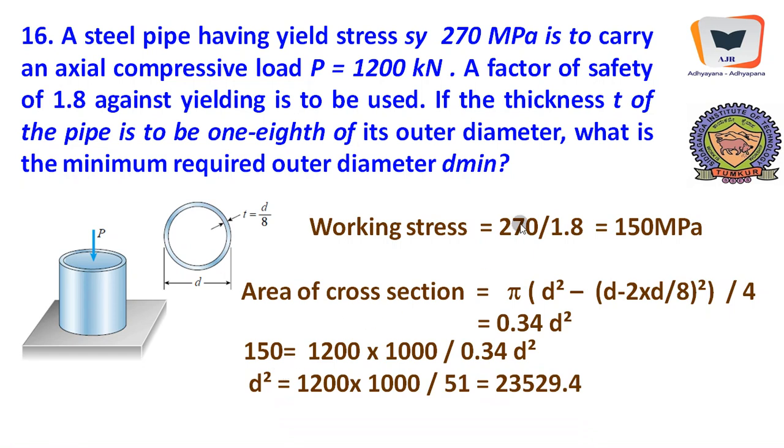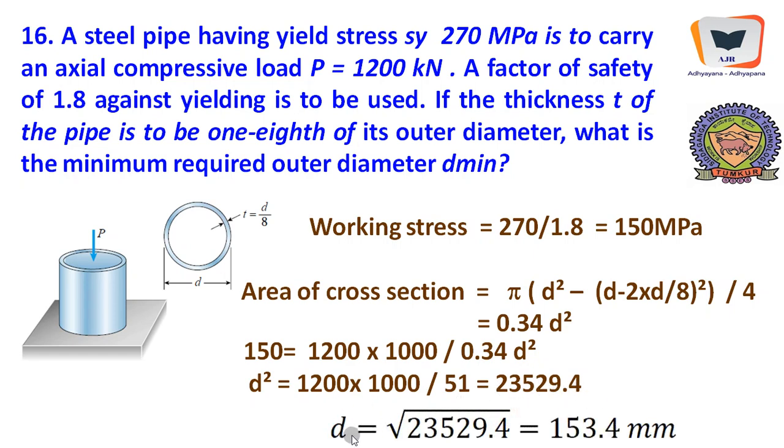And if we continue with the basic equation of stress equal to load by area, so stress happens to be the working stress, that is 150 Newton per millimeter square or 150 MPa, equal to the load applied is 1200 kilonewton. Therefore 1200 kilonewton, make it Newton by multiplying by 1000, and the area of cross section is down over here in the denominator, and upon simplifying we will get d square equal to this much, and when we take the square root out of it, we will find the outer diameter to be 153.4 millimeter.